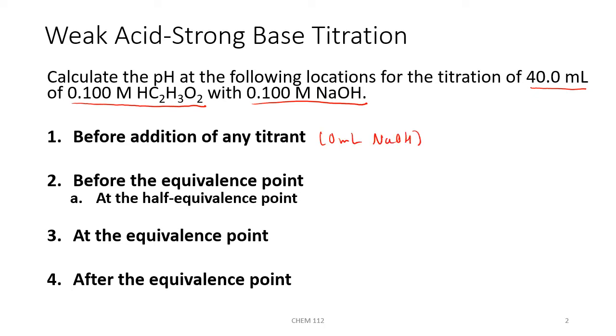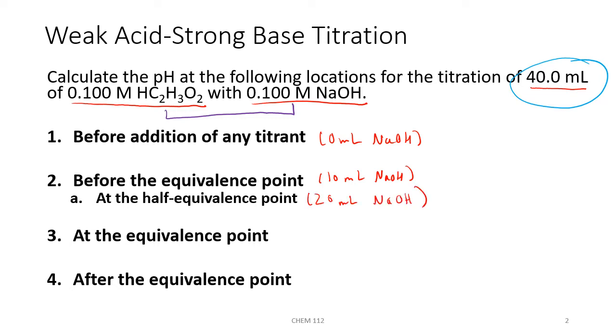Before the equivalence point, we'll choose 10 milliliters of sodium hydroxide being added. You would have to look at your actual problem to figure out how many milliliters it wants to be used. At the half equivalence point, since we have 0.1 molar acetic acid and 0.1 molar sodium hydroxide, and we started with 40 milliliters of the weak acid, it's going to take us half of the volume to get to the equivalence point. So that would mean we would have added 20 milliliters of our base. So 20 milliliters of sodium hydroxide to reach the half equivalence point.